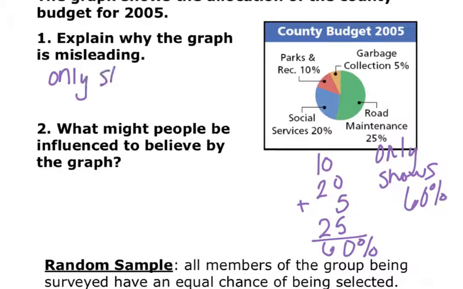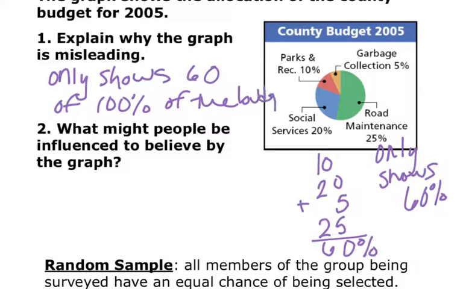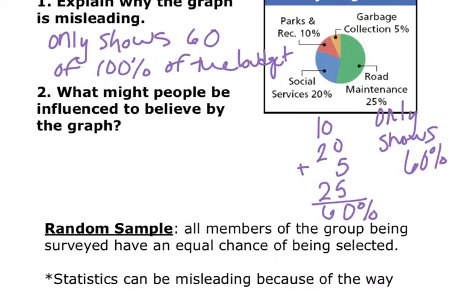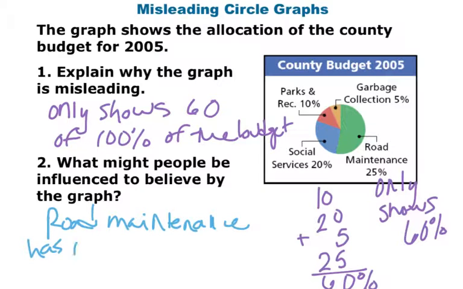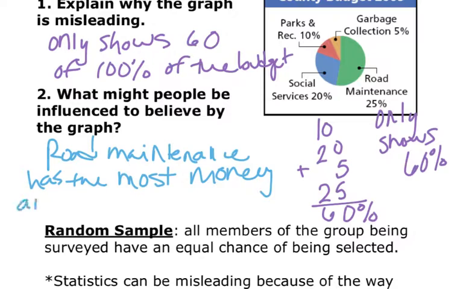Again, it only shows 60 of the 100% of the budget. That's really bad. Okay. So what might people be influenced to believe by the graph? That road maintenance has the most money allocated in the budget, or given.